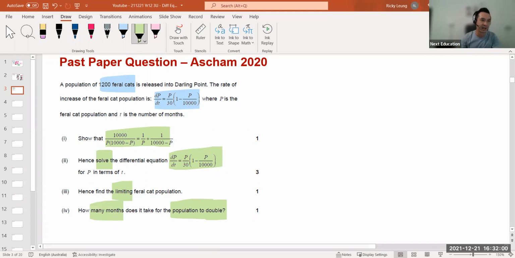Exactly the same process. Actually, slightly different because part 1 for this question says show, so it gives you what you have to prove, which makes it a bit more straightforward. So you can see I'm proving a statement. Be smart about it. It's easier to prove from the side with the double fraction. So 1 on P, 1 on 10,000 minus P. Guys, we are going to common denominator that.